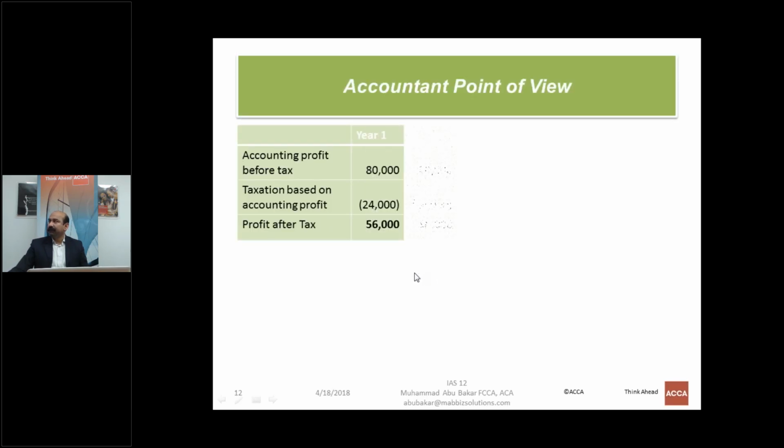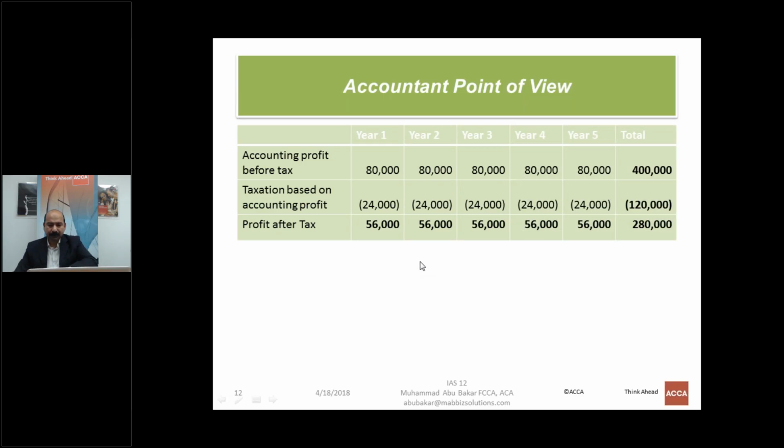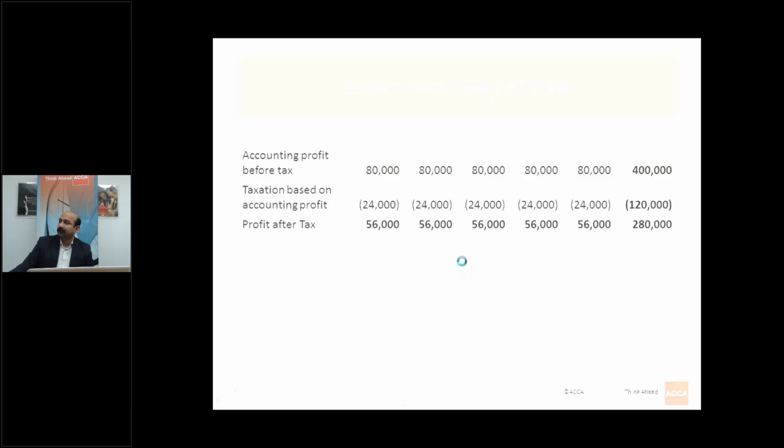From the accounting point of view, there should not be a change, because 80,000 is after whatever the accounting depreciation is. Whatever the accounting depreciation, this is the accounting profit.